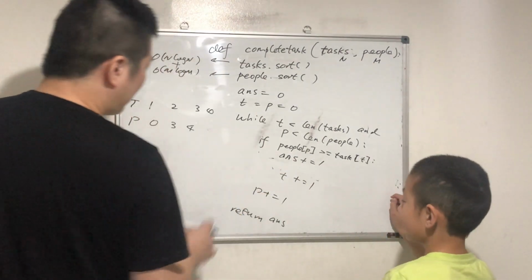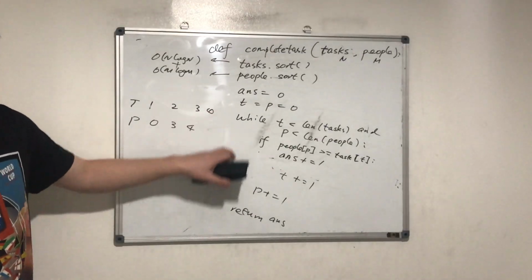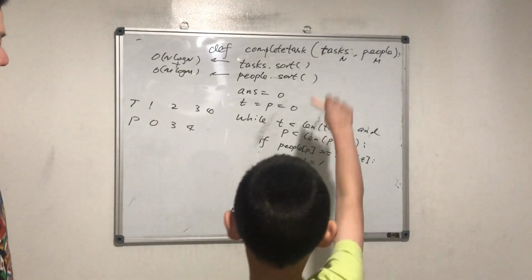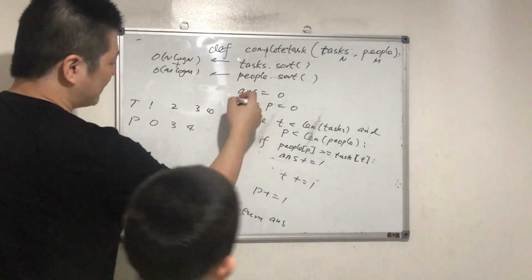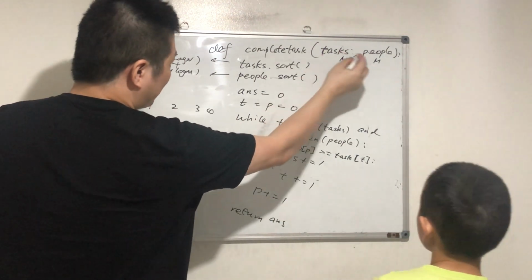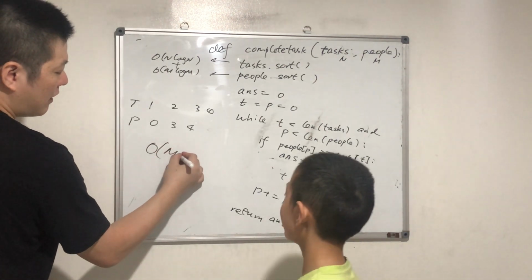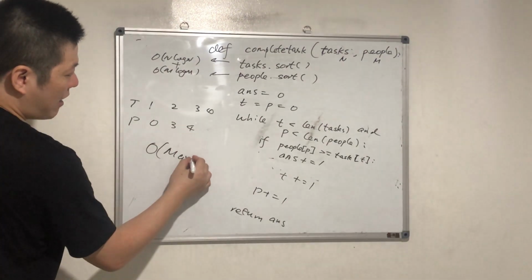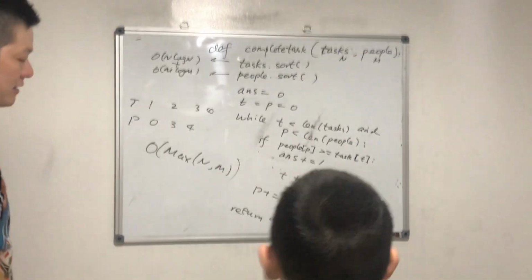Does it make sense, Eric? Okay, so what's the time complexity of this one? Just this part. If it's sorted, you don't need to consider sorting, just this part. N is the number of tasks. M is the number of people. O of max of N and M. Which one is bigger, right?